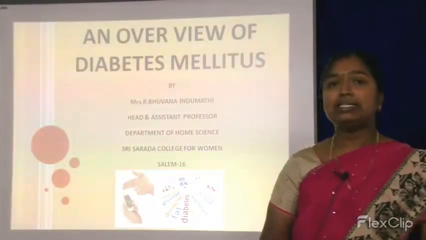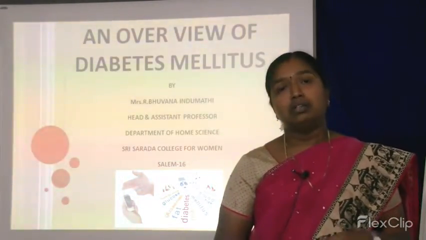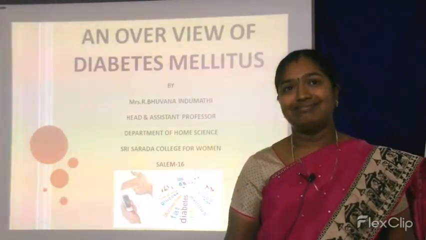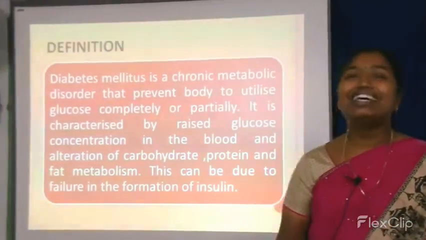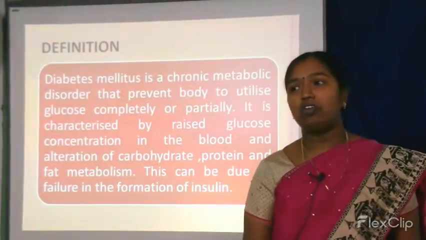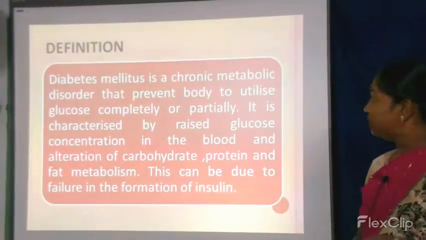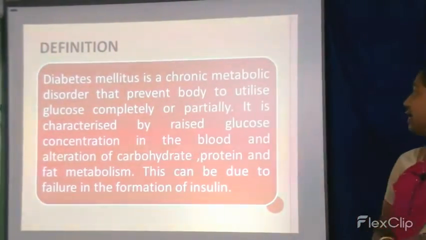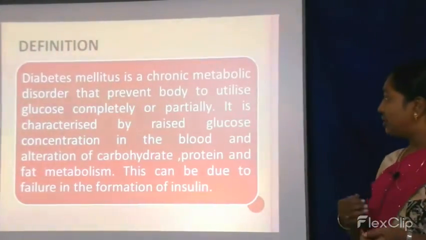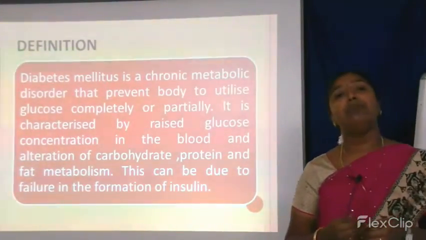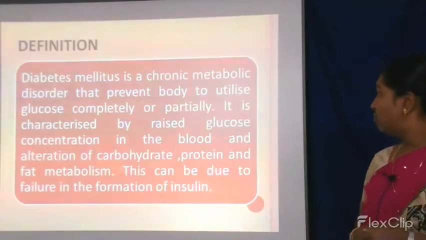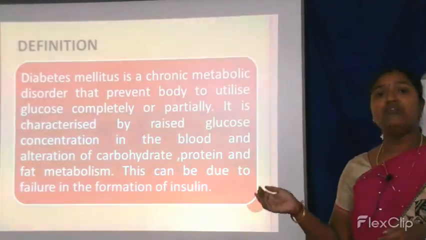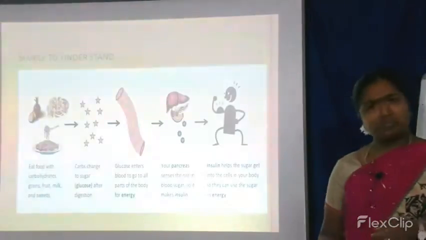Diabetes mellitus is characterized by... Diabetes mellitus is a chronic metabolic disorder that prevents the body from utilizing glucose completely or partially. It is characterized by a rise in glucose concentration in the blood and alteration of carbohydrate, protein and fat metabolism in the body. This can be due to the failure of insulin formation.